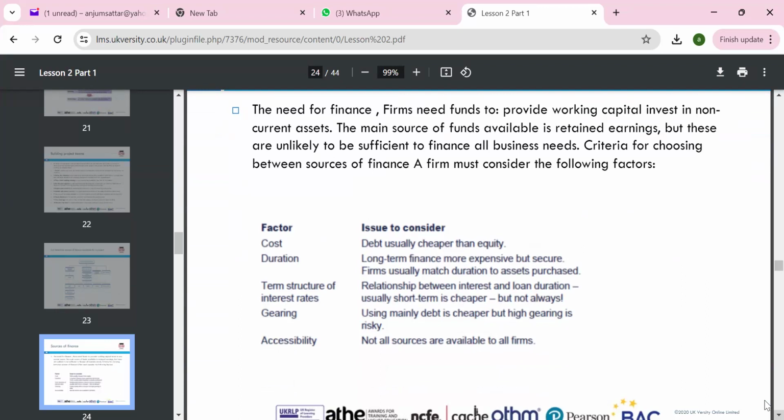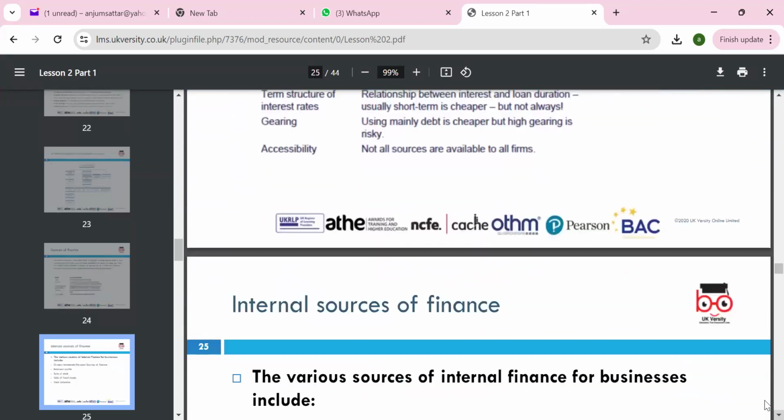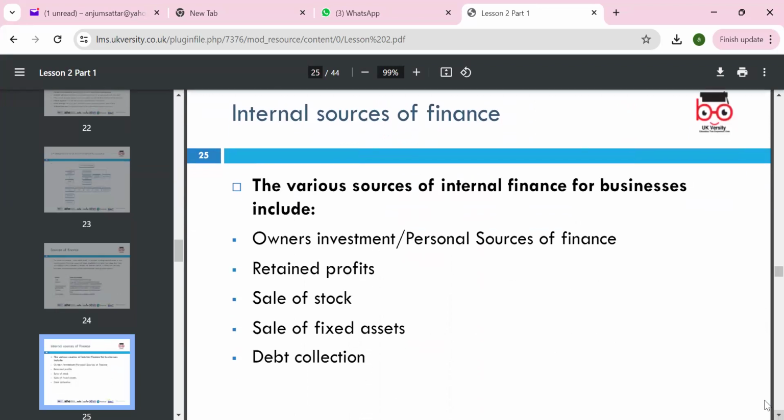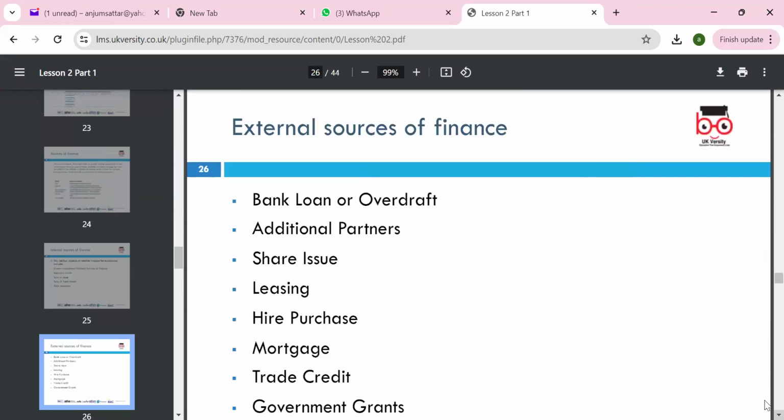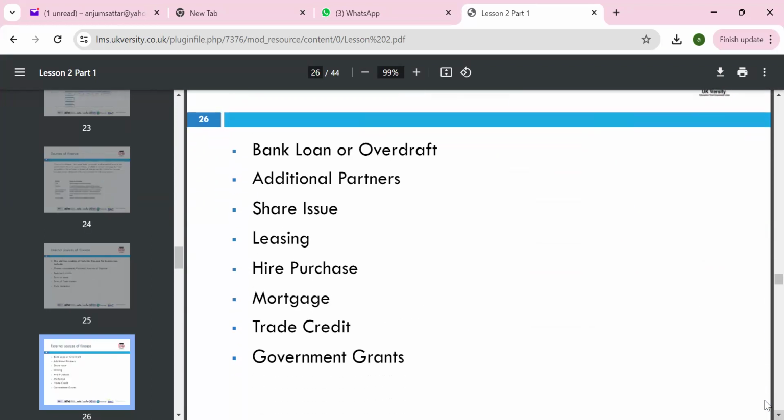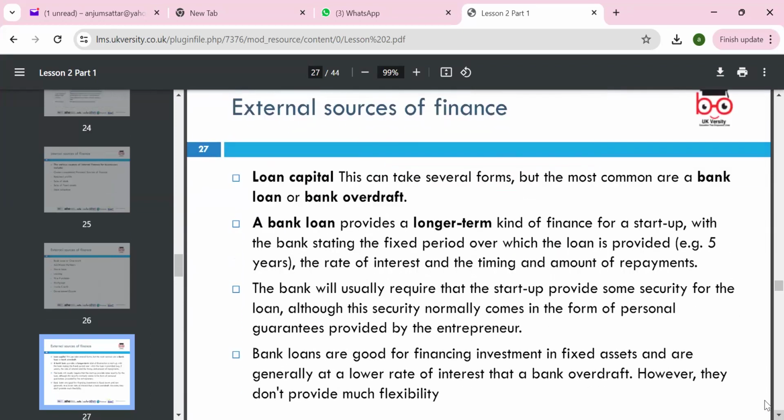And always look around in terms of costing and the tax benefit. Internal sources include the various sources of owner investment, personal sources of finance, retained profit, sales of stock, sales of fixed assets, and debt collection. These are the points we can really focus on. External sources of finance are where we raise money outside the company: bank loan, additional partner, share issues, leasing, hire purchase, mortgage, trade creditors, and government grant.